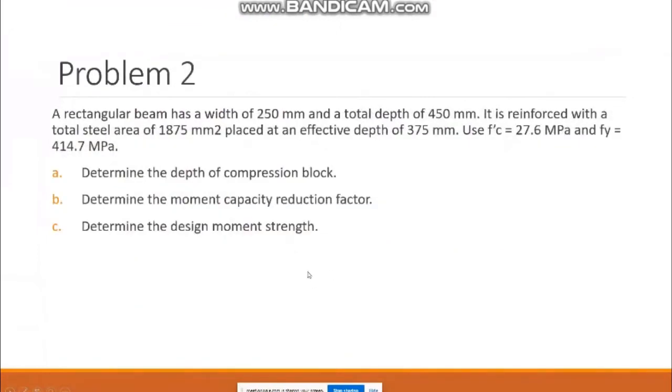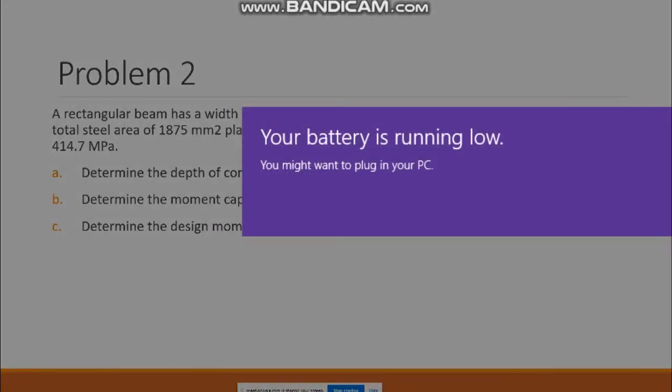So problem 2. A rectangular beam has a width of 250 mm and a total depth of 450 mm. It is reinforced with a total steel area of 1,875 square millimeters, placed at an effective depth of 375 millimeters. Use f'c 27.6 and fy 414.7 MPa. So this is our beam. Again, bear with my drawing.